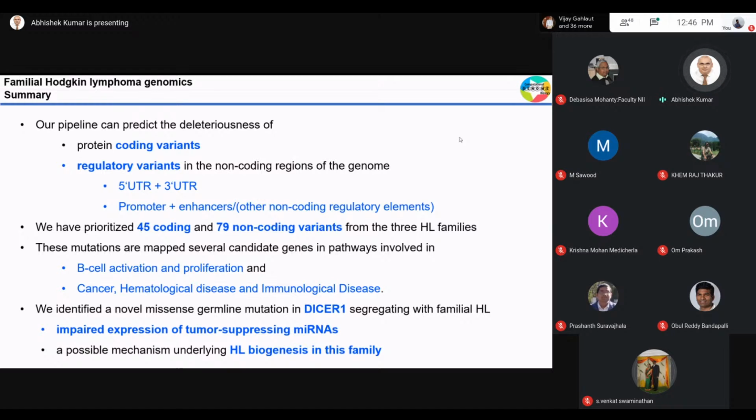And in one family we have one missense mutation in DICER, and this impaired the expression of tumor suppressing microRNA, and therefore this is potentially used in HL biogenesis in this family.